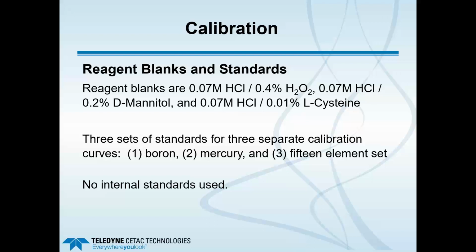3 sets of standards for 3 separate calibration curves, one for boron, one for mercury, and one for the other 15 elements. No internal standards were used. In particular, we wanted to look at the effects of using the mannitol and the L-Cysteine on the calibration.